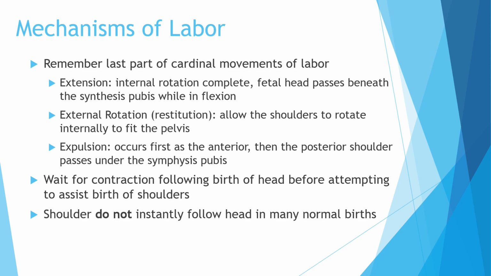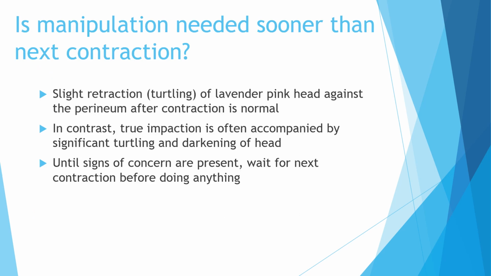So now you've had your contraction and now there's no rotation happening. That's when you start saying, let's look at options to help. Shoulders do not instantly follow the head in many normal births. A lot of times it's with women having a lot of babies that it all is one fluid motion. Many women, it's that normal restitution. We need to respect that process. Is manipulation needed sooner than the next contraction?